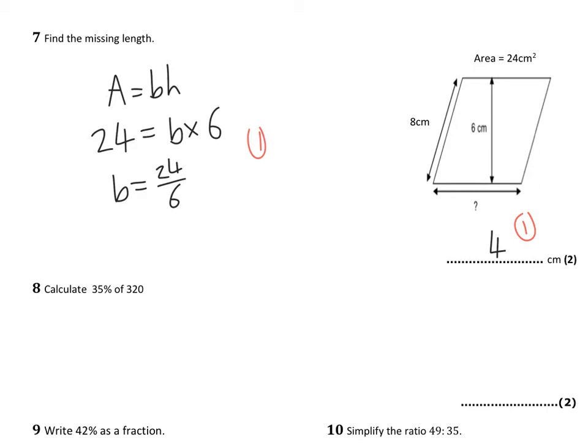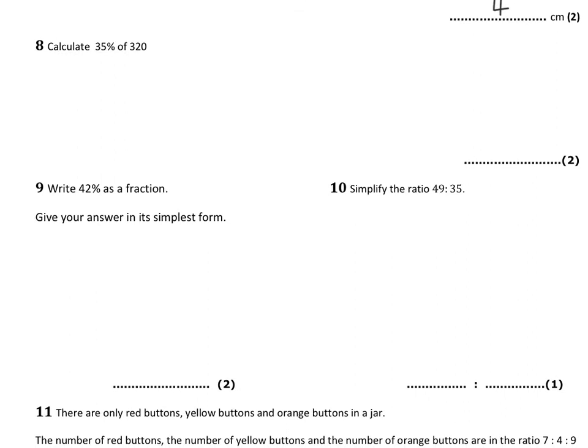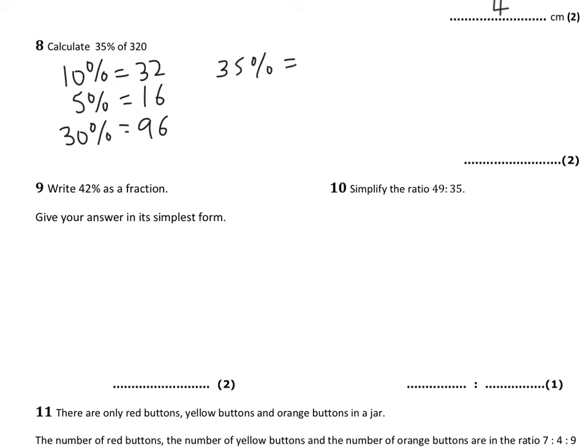Question 8 is find 35% of 320. Non-calculator, there's lots of ways you can do this. I'll just show you one way. 10% is 32. So 5% would be half of that, which is 16. 30% would be 3 lots of 10%, so that would be 32 times 3 is 96. So then 35% is equal to the 30% plus the 5%, which gives 112. So the answer is 112.